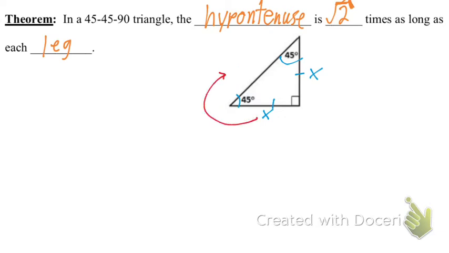Multiply by the square root of 2. Very good, Landon. So what is X times the square root of 2? Just X times the square root of 2.